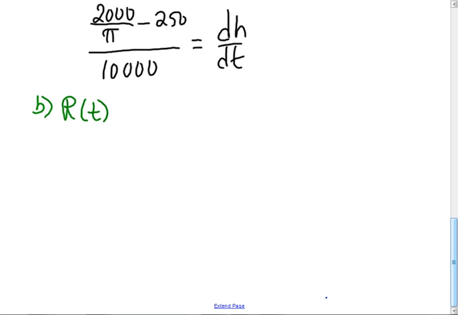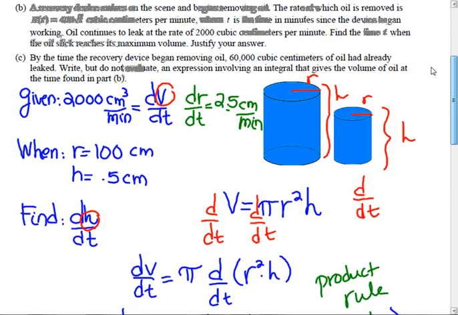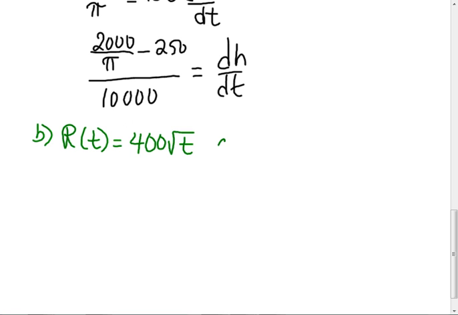R of T is equal to 400 square root of T, and it helps me also to have the units because it tells me something if I don't recognize what R of T is. The units are cubic centimeters per minute. What is that? It's the change in the what? Volume, as time changes. So it's a rate of change. So these are the rates of change that we're talking about.